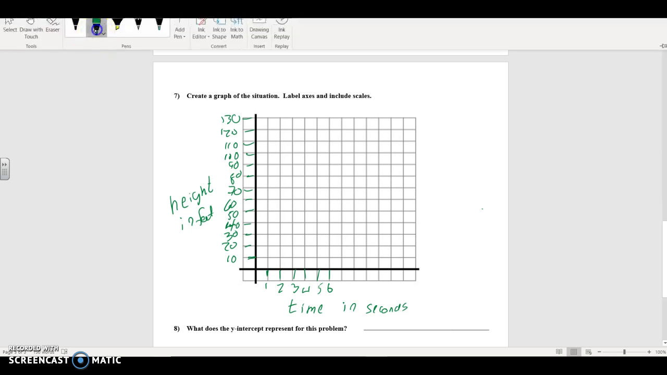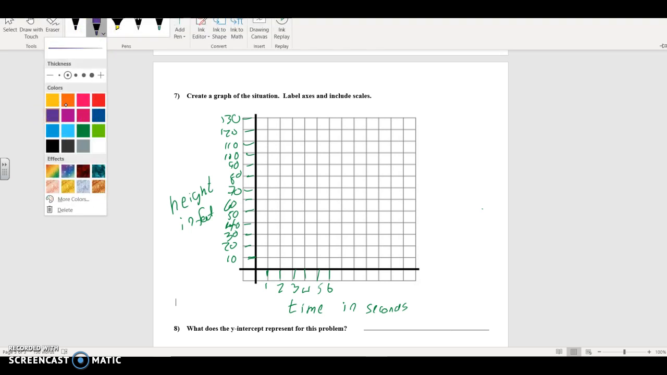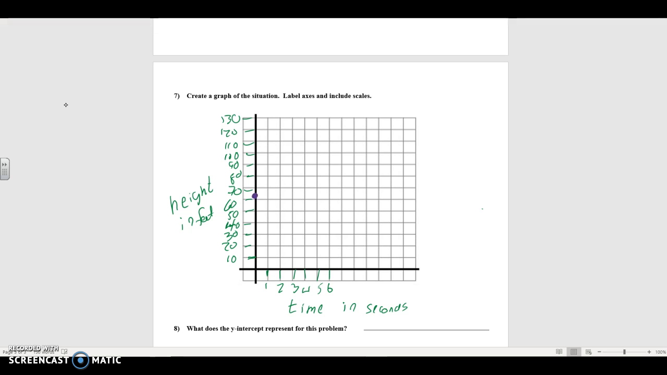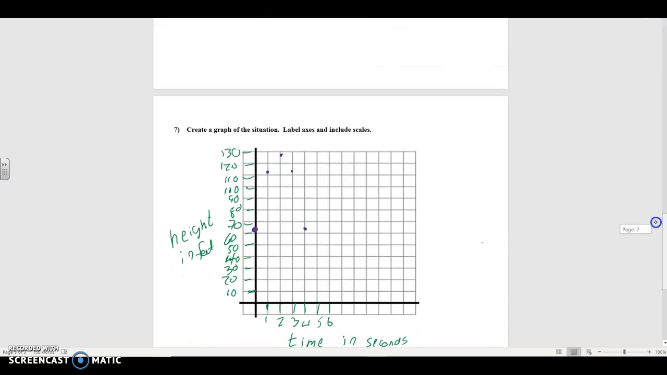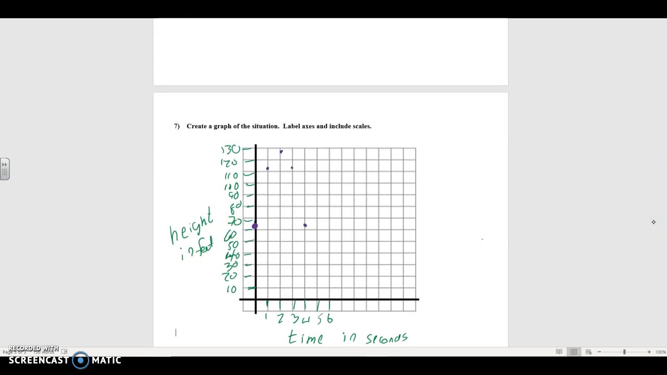So now I'm going to plot some points. I know my initial height is 64 feet. After 1 second, I was at 112. 2 seconds, I was at my max of 128. 3, I was back at 112. 4, I was at 64. 5, I was at negative 16. Well, that's not going to be in the context of my graph because my pumpkin's not going underground. So I know it's going to hit here sometime between 4 and 5 seconds.